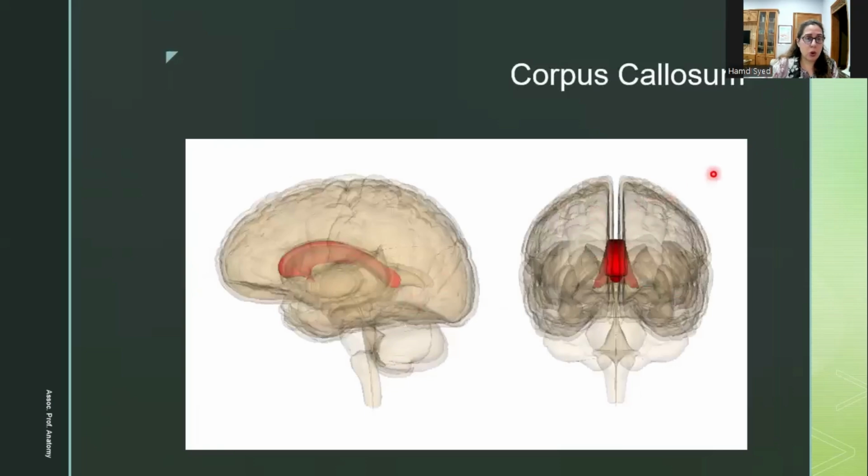Now, let's focus on the corpus callosum, which is the largest and most prominent commissure, which connects the right and left cerebral hemispheres. In the lateral view, this is the C-shaped commissure. From the anterior view, you can see this is the bundle of nerve fibers, the corpus callosum, which is connecting the right and left halves of the cerebral hemispheres.